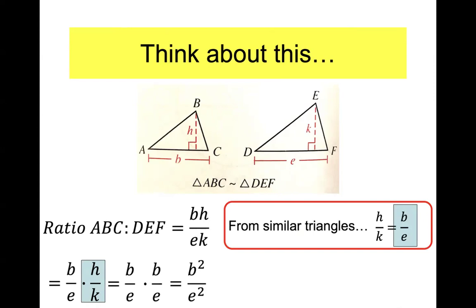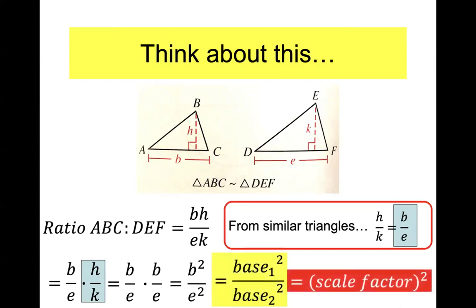So what just happened? If you have two triangles that are similar, then the ratio of their areas will be equal to the ratio of their bases squared. B is the base of the small triangle. E is the base of the big triangle. So we have their bases squared. Yay. Hey, we can write that further as their scale factor.